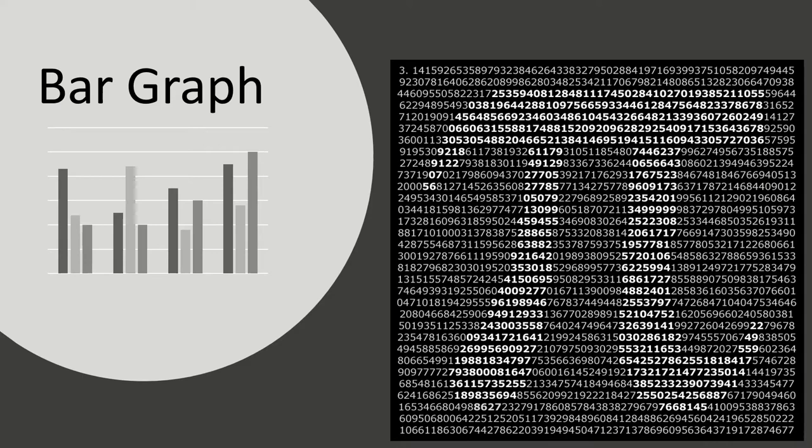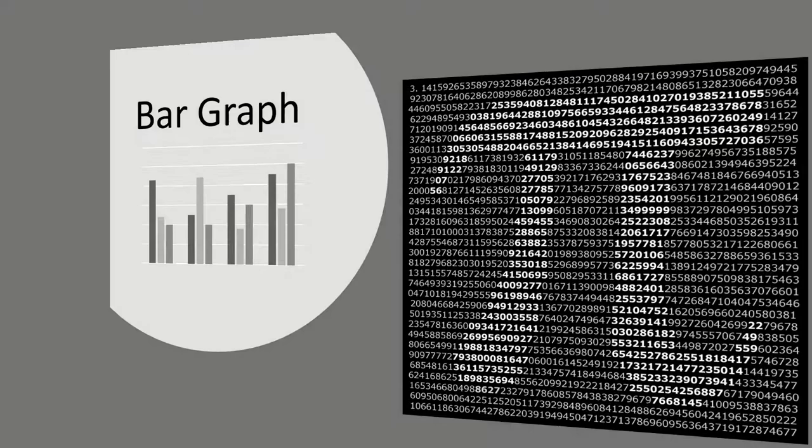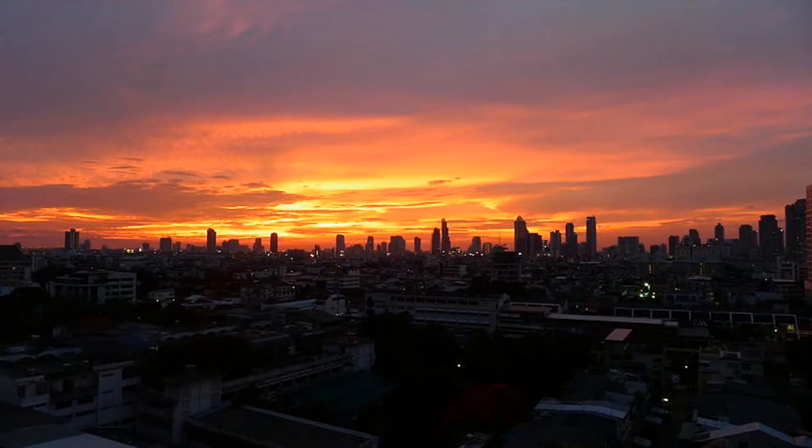Then we will turn it into a beautiful city skyline. When you look at a city at sunrise or sunset, often the buildings look black against the sky, and the beautiful colors of the sky really stand out. That's what we're going to make.